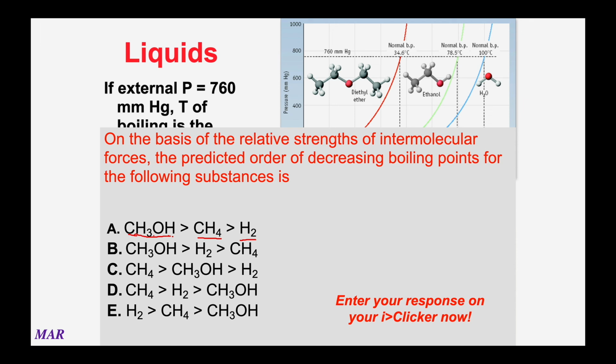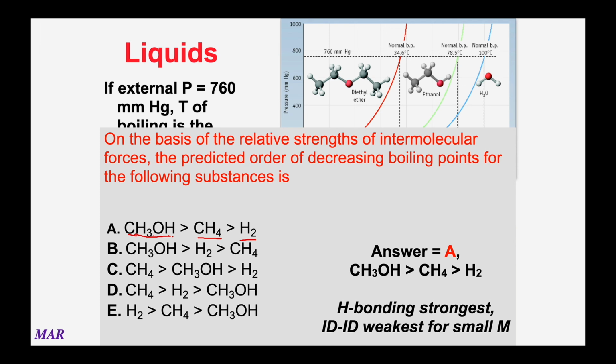So I would predict that methanol, again, is the strongest. The next one would be methane. And finally, hydrogen would be the last one. So answer A here would be what I would go for. And again, we used intermolecular forces to first pull methanol away from CH4 and hydrogen. After that, since CH4 and hydrogen had the same induced dipole force, we would then look at the molar mass to see which one was heavier.